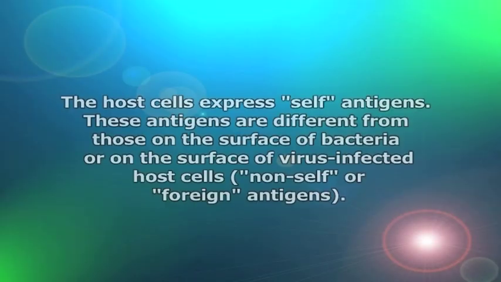Acquired immunity relies on the capacity of immune cells to distinguish between the body's own cells and unwanted invaders. The host cells express self-antigens. These antigens are different from those on the surface of bacteria or on the surface of virus-infected host cells that are non-self or foreign antigens. The acquired immune response is triggered by recognizing foreign antigen in the cellular context of a danger-activated dendritic cell.